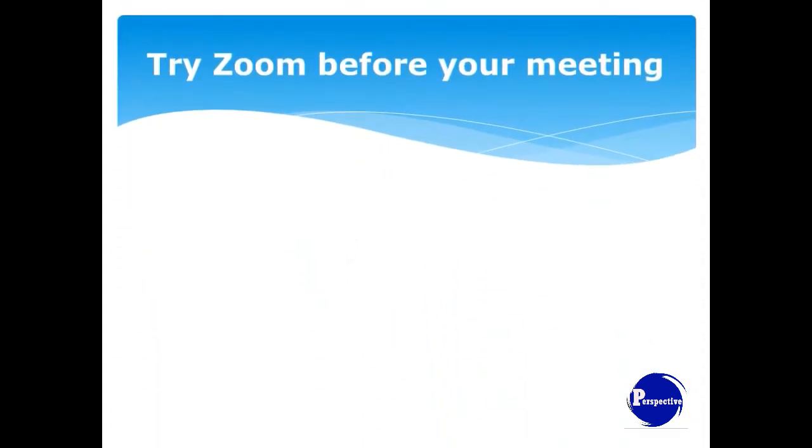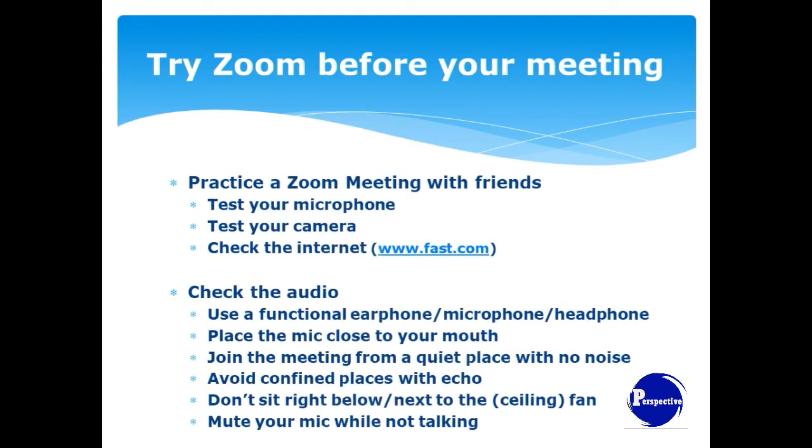Once your Zoom application is installed on your computer or your mobile device, what you have to do is try a couple of things before you actually enter your meeting. The first thing is to practice a Zoom meeting with your friends. Now, if this is the first time you're trying to use Zoom, you should call a bunch of your friends and set up a meeting with them so that you can get acquainted with the process, with the interface and everything of Zoom. By doing so, you can test your microphone and you can test your camera.